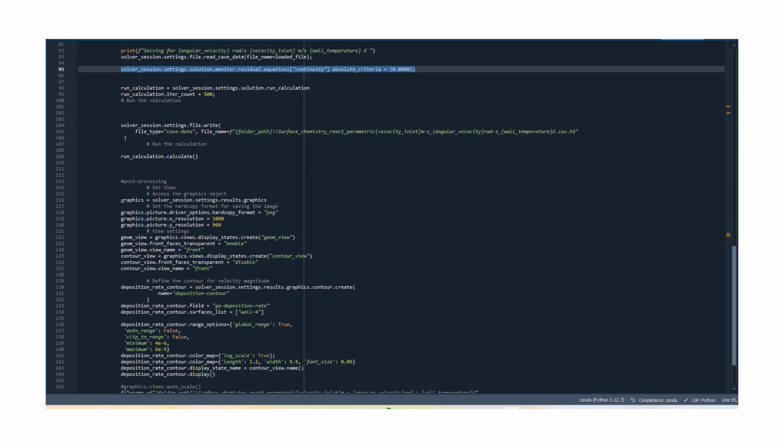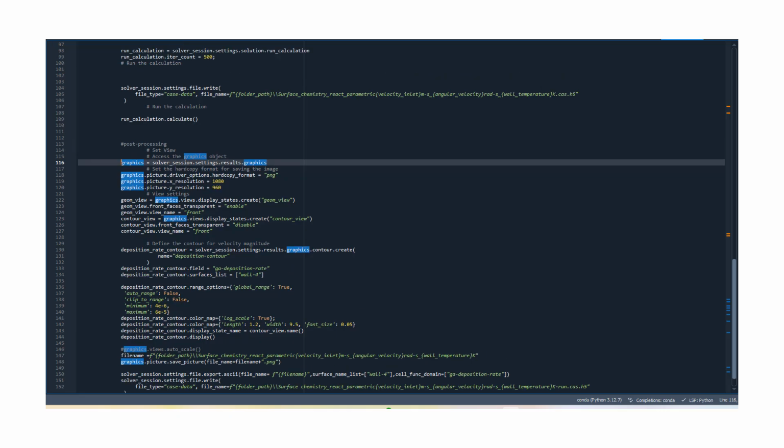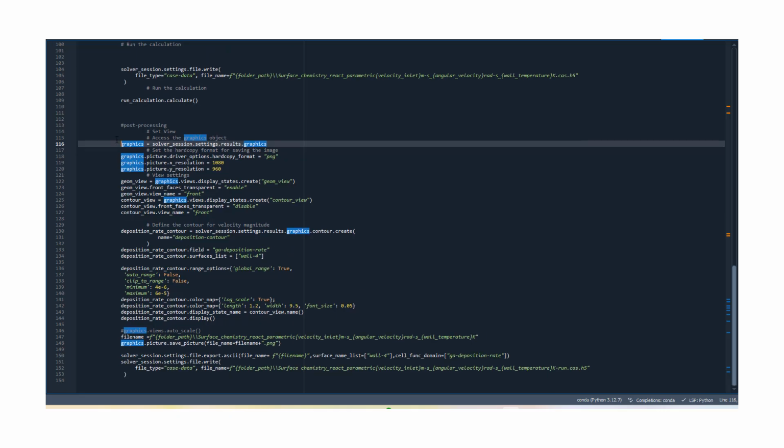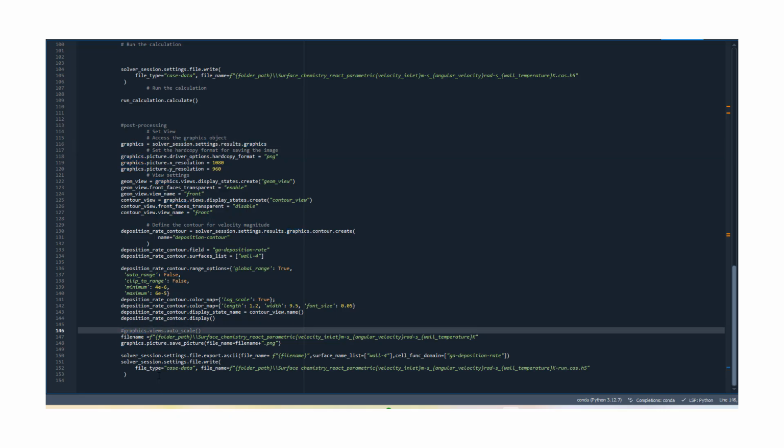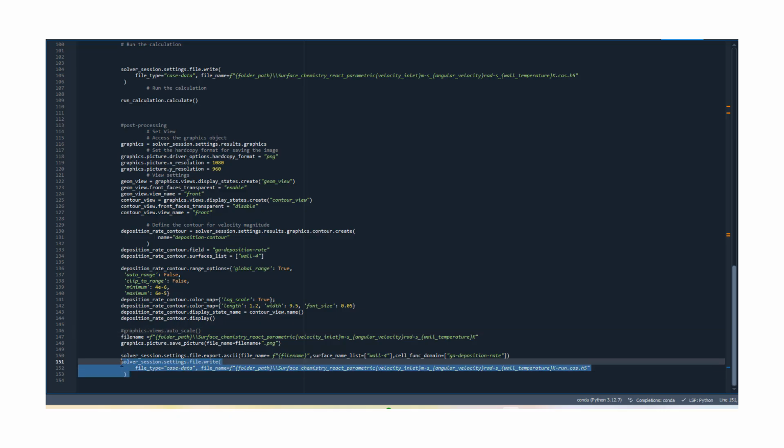Then here is where we do a lot of the post-processing, generating some of the contour plots of the disk for the GA deposition rate. We can also generate data files if you want to do more post-processing within the Python environment. So there's a lot of flexibility, a lot of things that could be done here. This is just a sample code showing some of these capabilities. Afterwards, you can save your case and data file separately, and if you ever need to rerun, you can use this as a starting point.